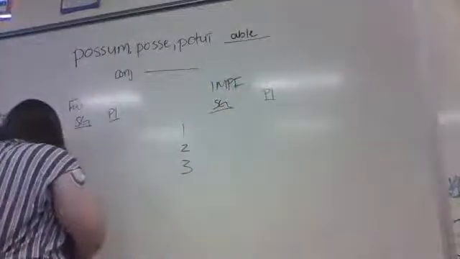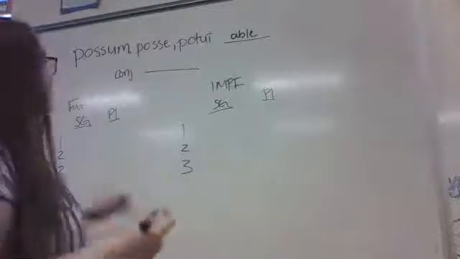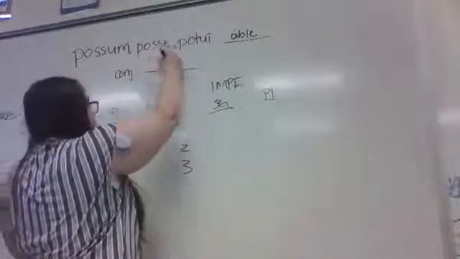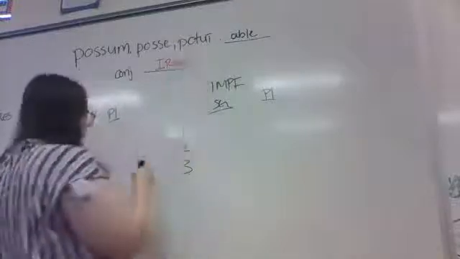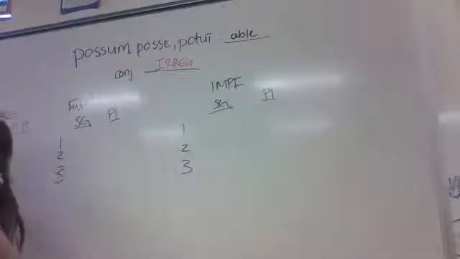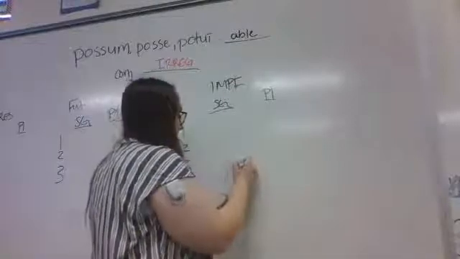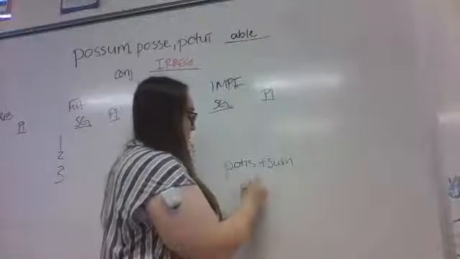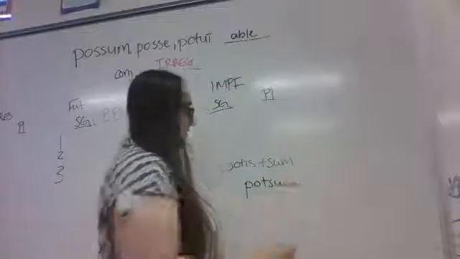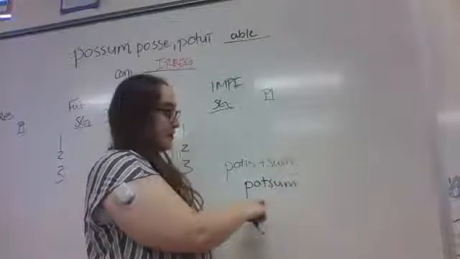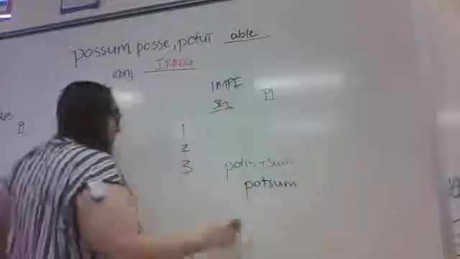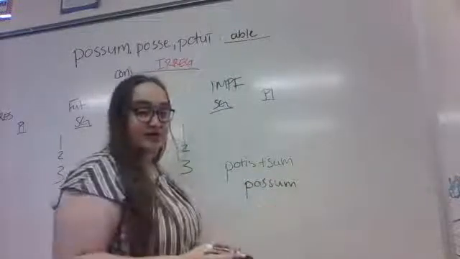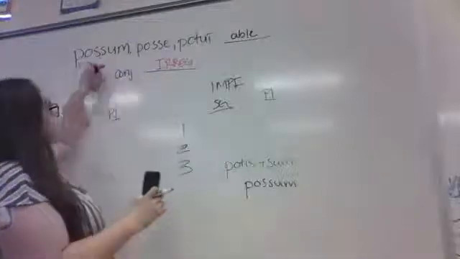And it does not follow first or second conjugation. Remember, no O or EO and no ARE or ERE. This one is irregular. Now, something to keep in mind is because this is potis plus sum, they combine these two words. Potsum would be first person, singular, present. But whenever there's a T before an S, the T turns into an S. So that's how we get the form possum.